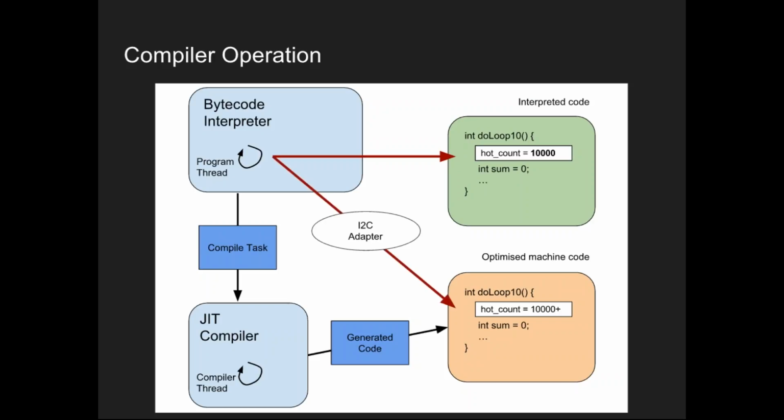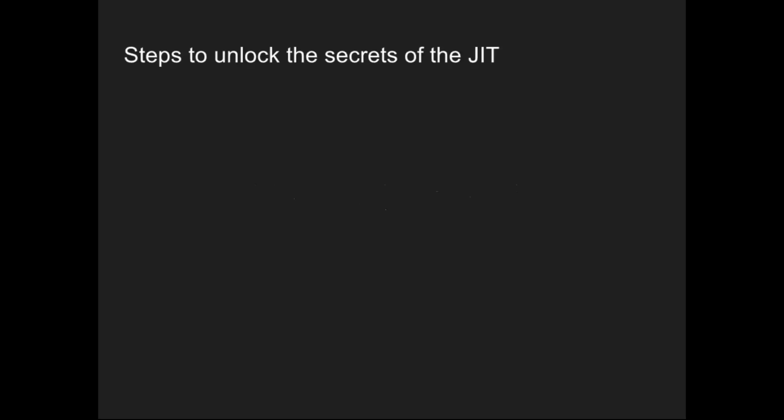Once that compile task is complete, there's something called the ITC adapter, which is the interpreted to compiled adapter, and that's a way that the interpreter has of jumping out to the optimized machine code once the compilation is complete. And once that's happened, the bytecode interpreter no longer runs the interpreted code, and execution just goes straight to the optimized machine code. So we want to take a little bit of a closer look at what's happening. That was a broad overview.